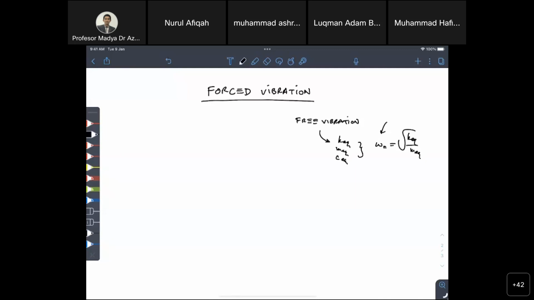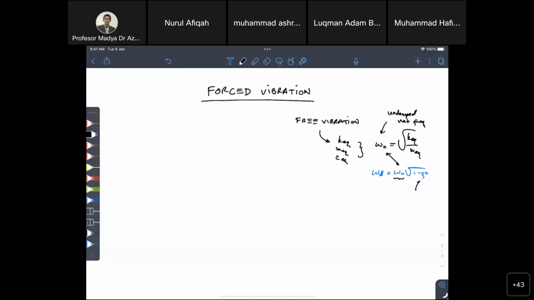So this one we call it undamped natural frequency. Okay. If there is damping, then you can find the damped natural frequency. Which is, this one is the same, omega n is omega n.